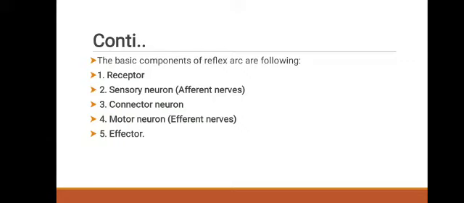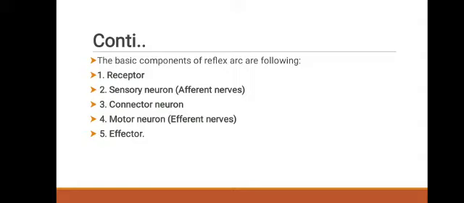Third one, connector neuron. It is a region in spinal cord where incoming sensory neuron synapse with the motor neuron which carries away the impulses. Thus, they are acting as an association neuron in between sensory and motor neuron.